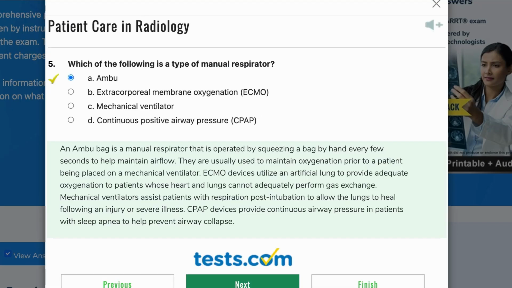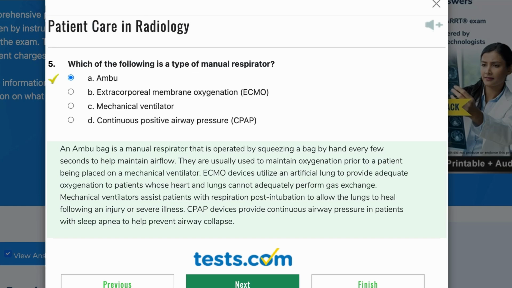A. AMBU. An AMBU bag is a manual respirator that is operated by squeezing a bag by hand every few seconds to help maintain airflow. They are usually used to maintain oxygenation prior to a patient being placed on a mechanical ventilator.